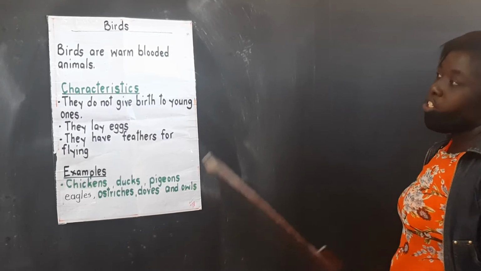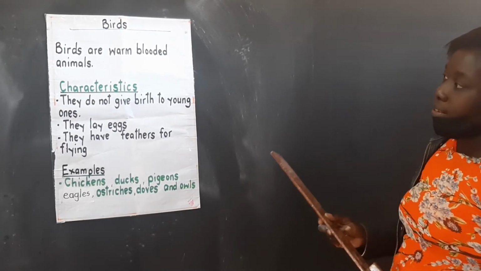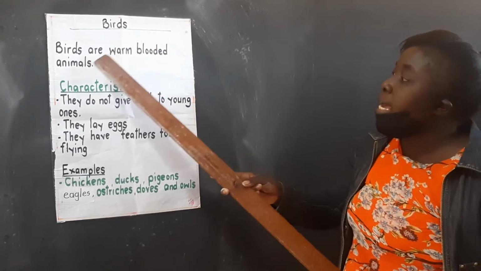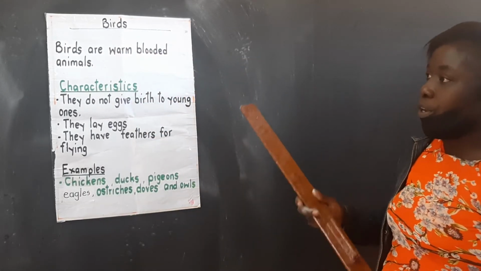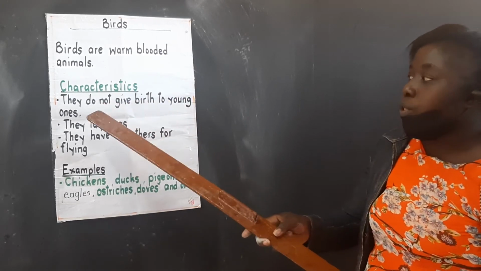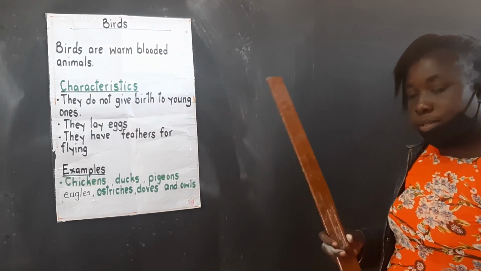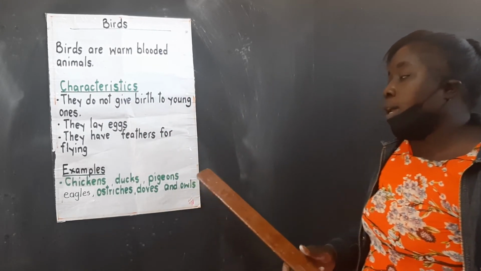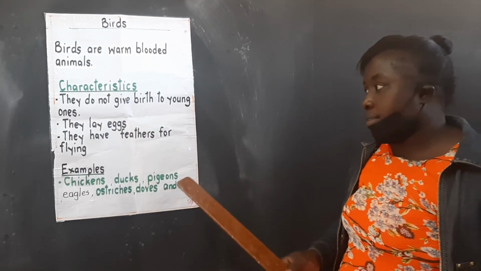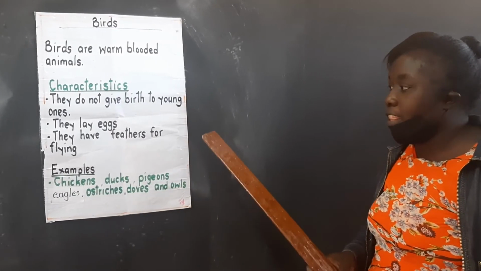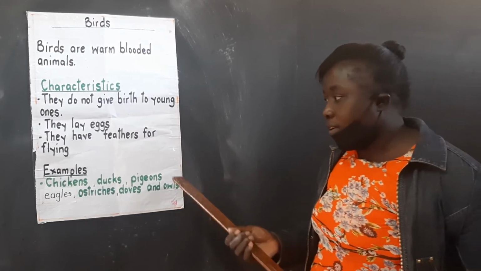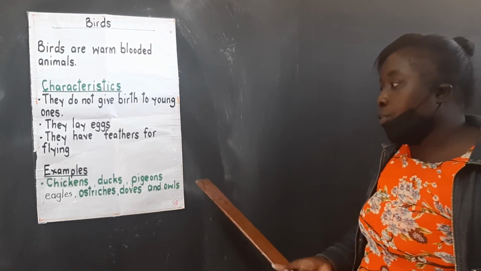Okay, so let us look at the chart together. The chart says birds are warm-blooded animals. Characteristics of birds, or features of birds. 1, they do not give birth to young ones. 2, they lay eggs. Number 3, they have feathers for flying. Okay? So we go to the examples of birds.